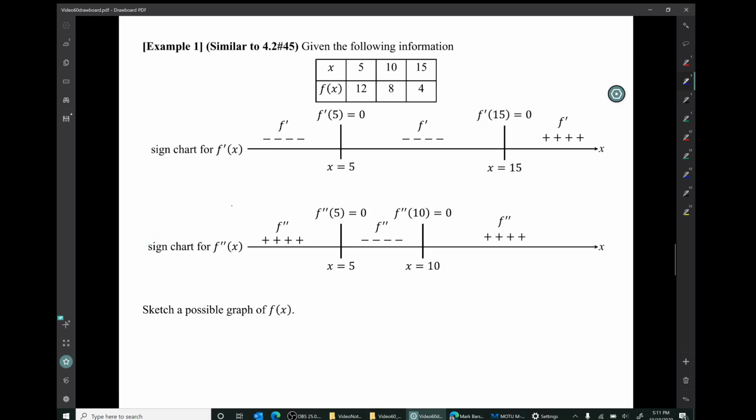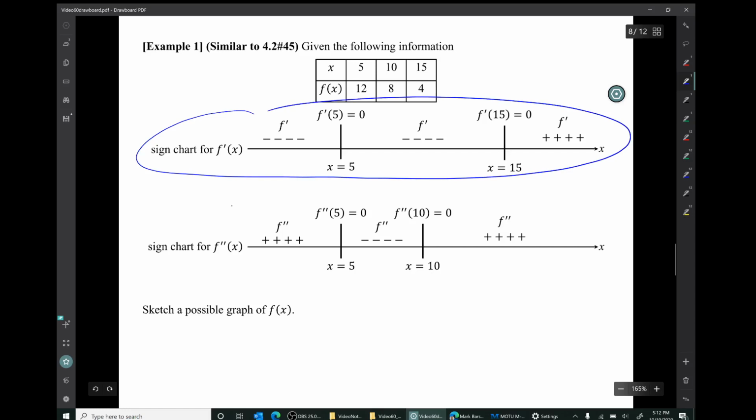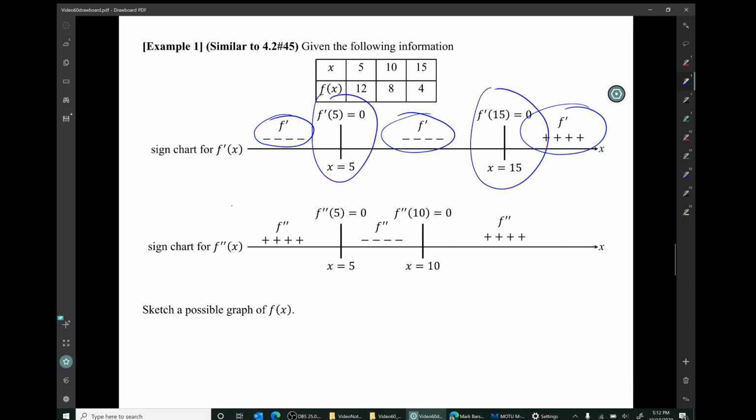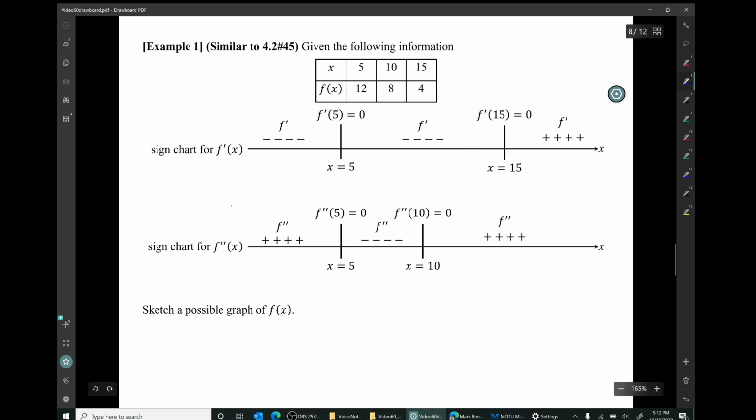The first thing we should do is translate the given information about the sign behavior of f prime into information about the behavior of f. So these intervals where f prime is negative will be intervals where f is decreasing. That interval where f prime is positive will be an interval where f is increasing. And these x values where f prime is 0 will be places where f has a horizontal tangent line. So let's write that information on this number line.